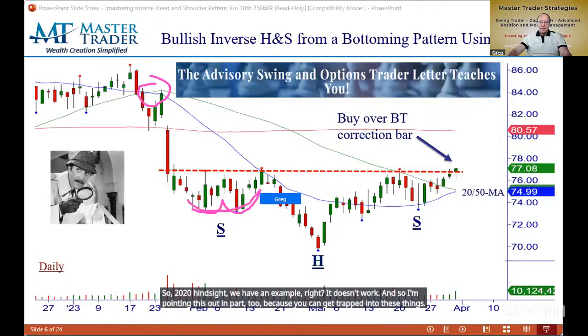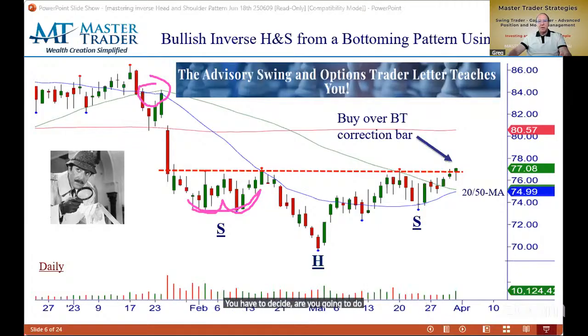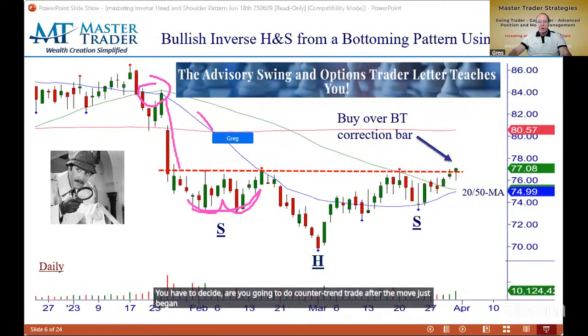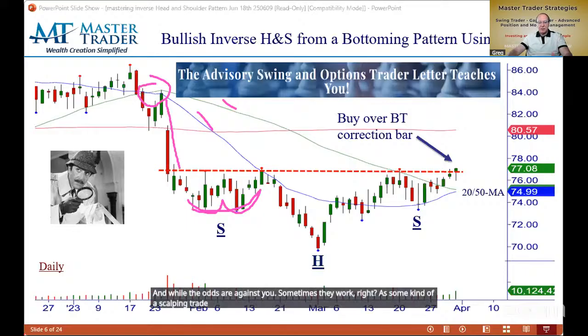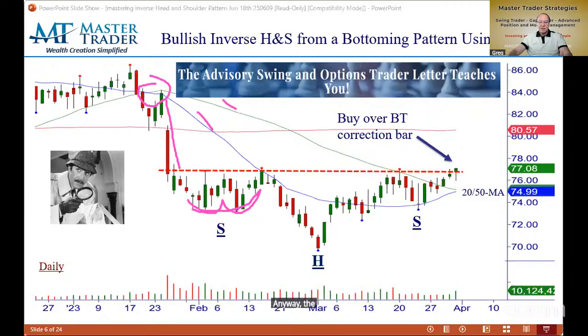And you have to decide, are you going to do a counter-trend trade after the move just began and the moving averages are pointing down? While the odds are against you, sometimes they work, as some kind of scalping trade. That's another conversation. Anyway, the odds are against this pattern working out and going up a significant amount. And it went down rapidly.